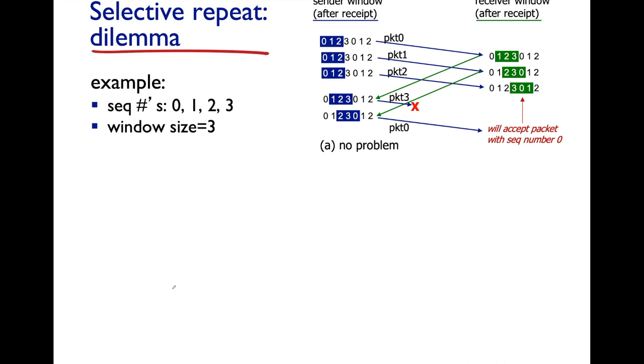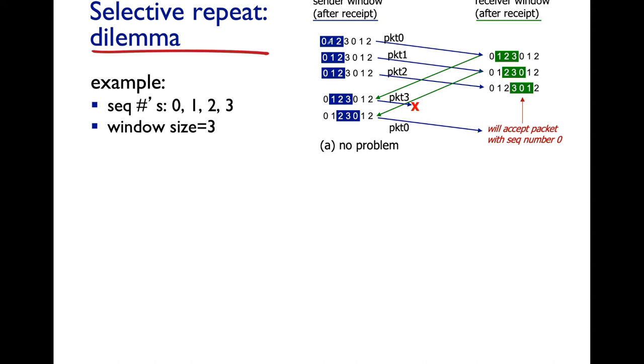So there's a little bit of a dilemma surrounding selective repeat, and it has to do with the relationship between the window size and the space of sequence numbers. You notice these sequence numbers cycle, they go back to zero again, and it could cause some ambiguity if the window size is too big relative to the cycle time of the sequence numbers. Here we have an illustration of that. We have a window size 3, and the cycle time of our sequence numbers is 4. When you go 0, 1, 2, 3, you go back to 0 again.